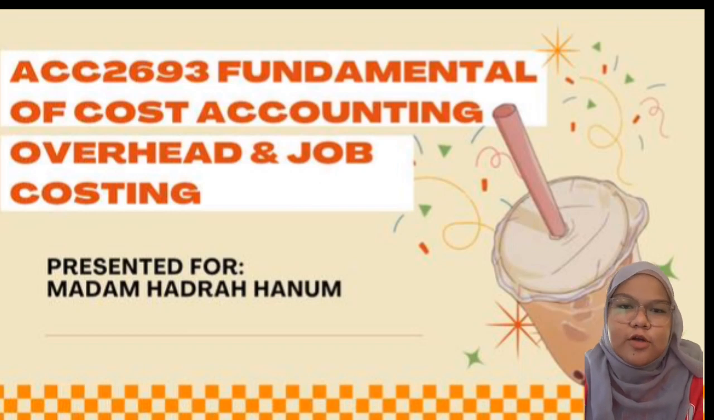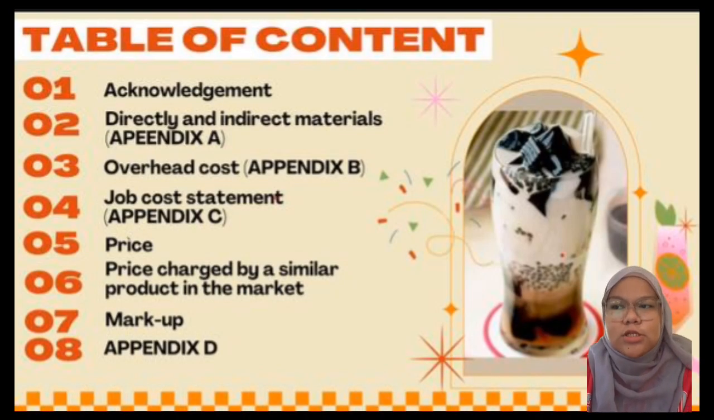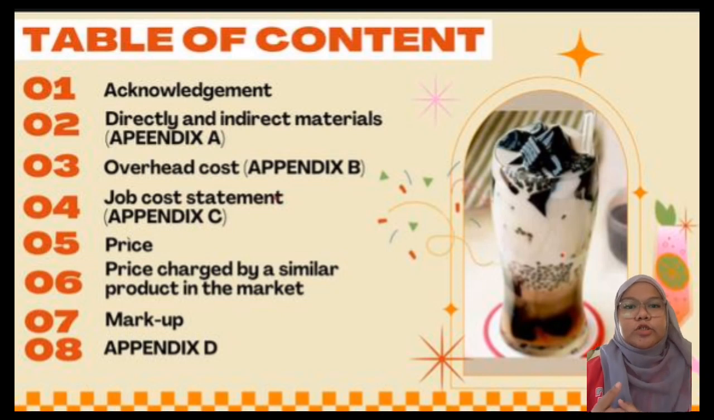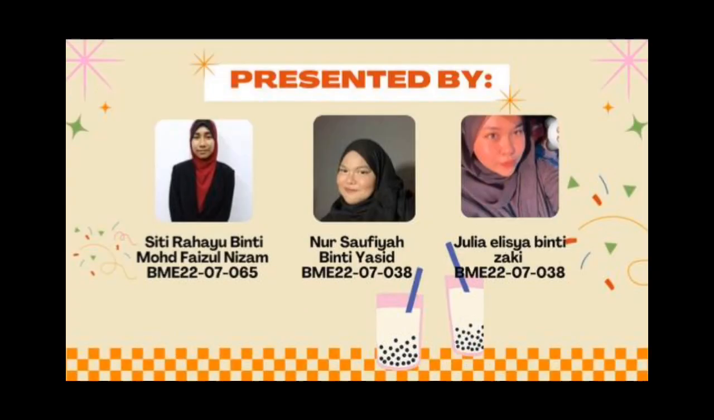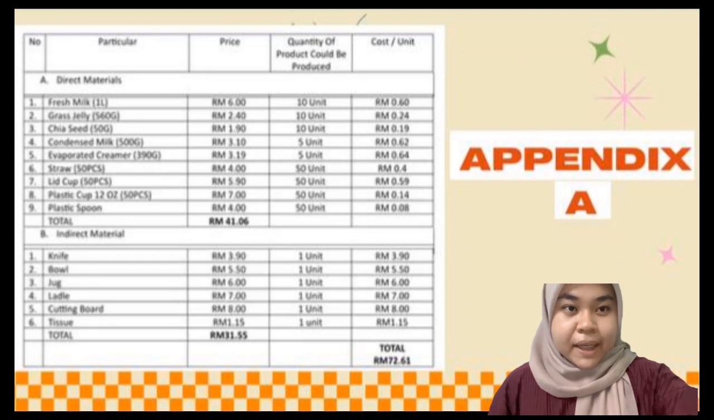Okay, today I would like to present ACC2693 Fundamental of Cost Accounting about overhead and job costing cabang. So the table of contents is, first, the acknowledgement; direct and indirect material in Appendix A; overhead cost in Appendix B; job cost statement in Appendix C; and price charged by a similar product in the market, markup, in Appendix D. Next, I will explain Appendix A.